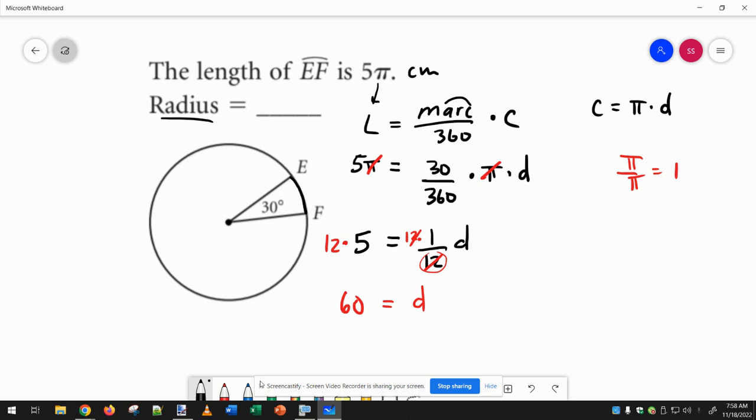But I want the radius, and the radius is exactly half of the diameter. So we just divide by 2, and we get the radius is 30.